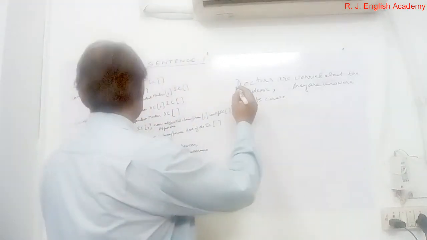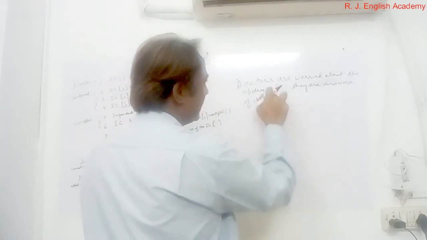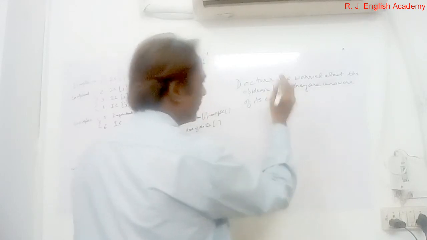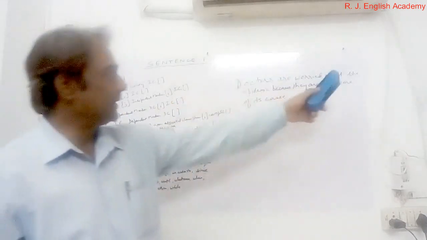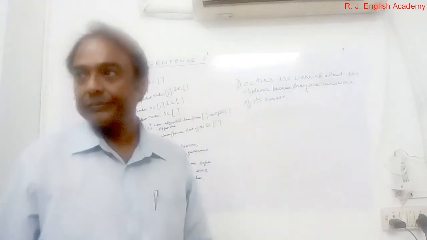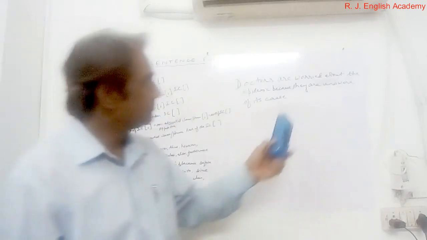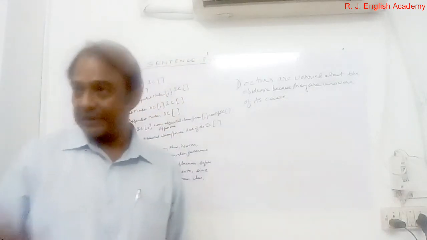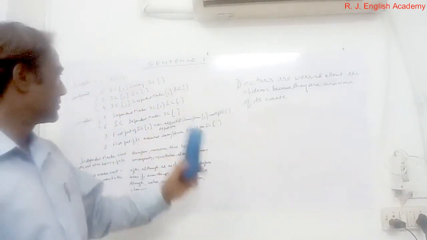So let us say, doctors are worried about the epidemic. Let us say "because." Independent clause, doctors are worried about the epidemic. Dependent marker, because. Dependent clause, they are unaware of its cause. "They are unaware of its cause" is a complete sentence. It's an independent clause. Now here we need a dependent clause.